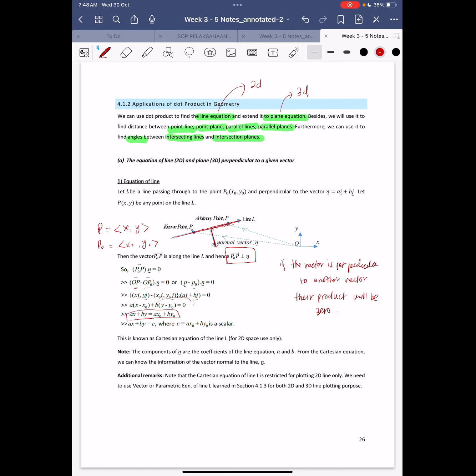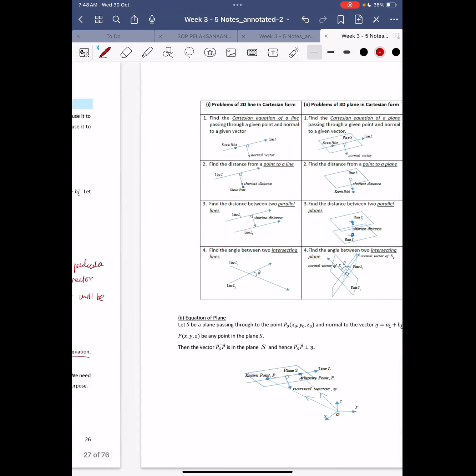Okay, so in return you will get that ax plus by is equivalent to c, where this part is actually a scalar, because we know the location and coordinate of x0 and y0. a and b are scalars. So this is what we call the Cartesian equation of a line. Note that the components of n are the coefficients of the line equation. From the Cartesian equation, we can know the information of the normal vector n of the line.